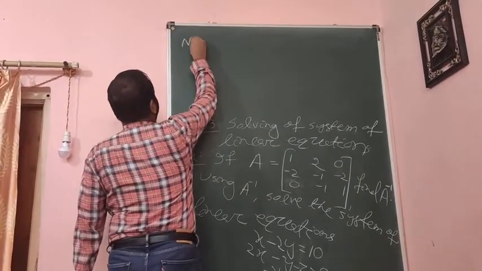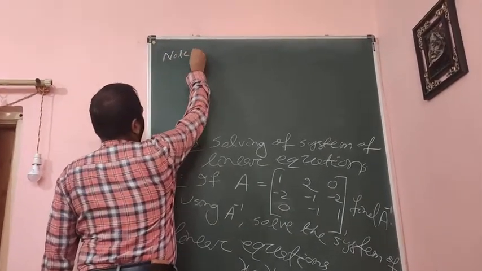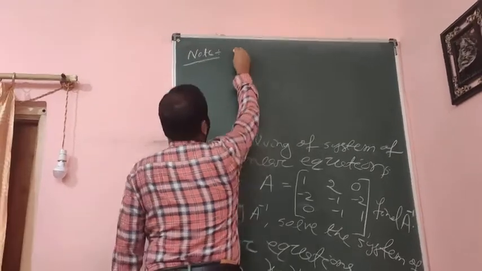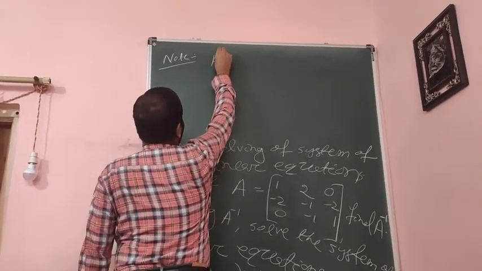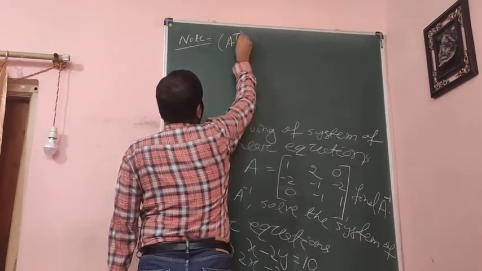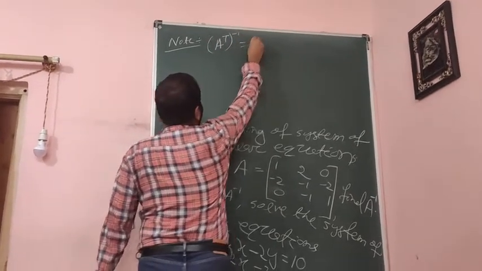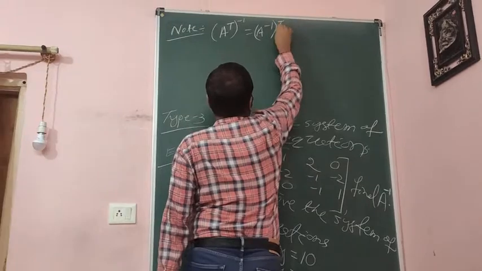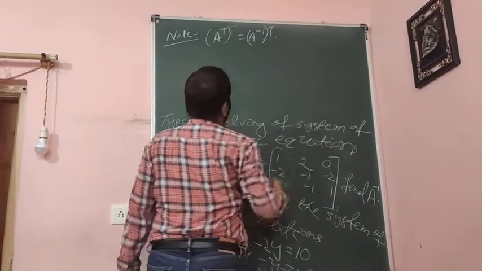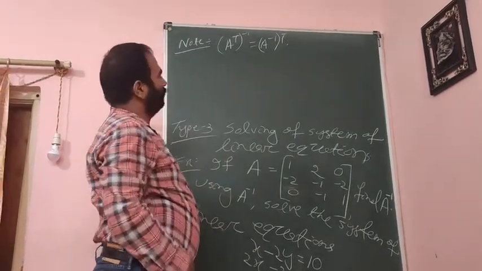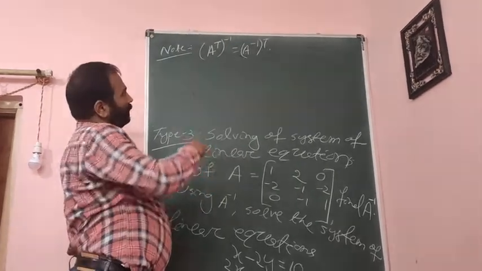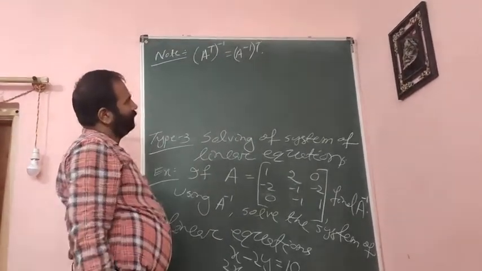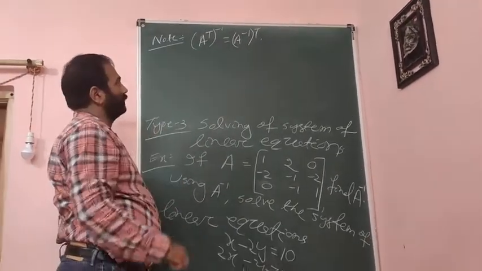Note. What is the note? A transpose inverse is equal to A inverse whole transpose, if A is a square matrix. Okay, this is very much important. A transpose inverse is the same as A inverse whole transpose.